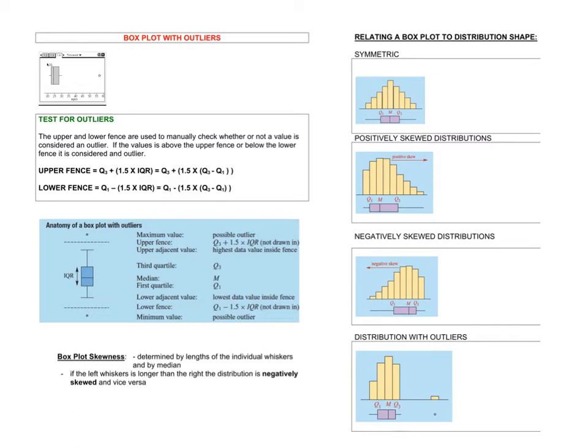Okay, so when I said there's a test for outliers, what makes an outlier an outlier? If it becomes over a certain value, we say it's an upper outlier. If it becomes lower than a certain value, it becomes a lower outlier. And here is the test for them.